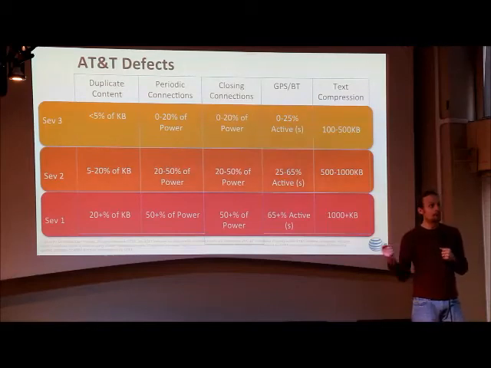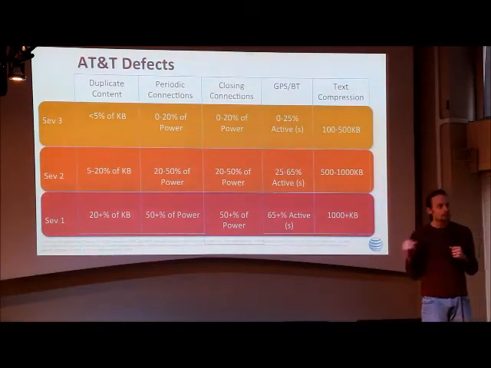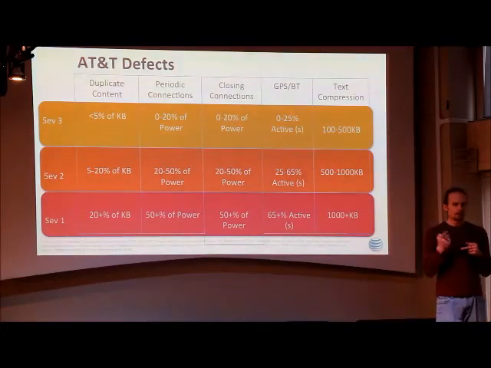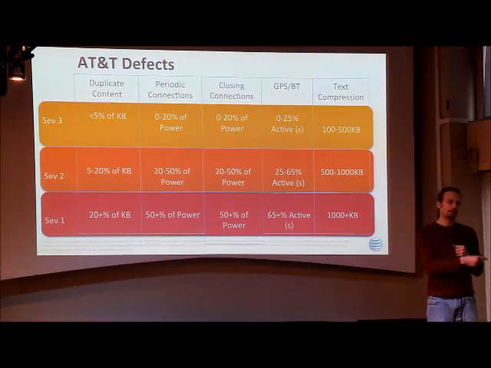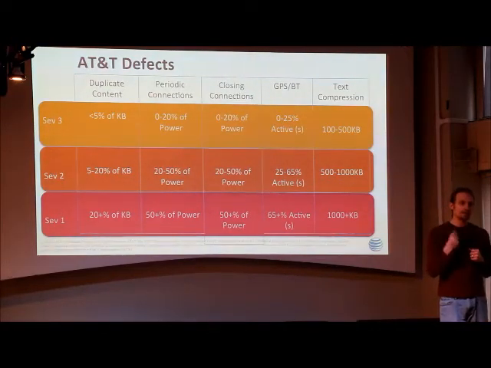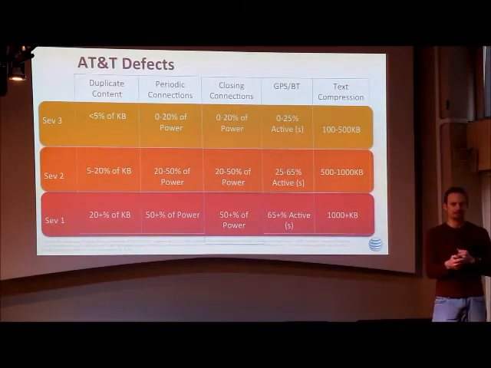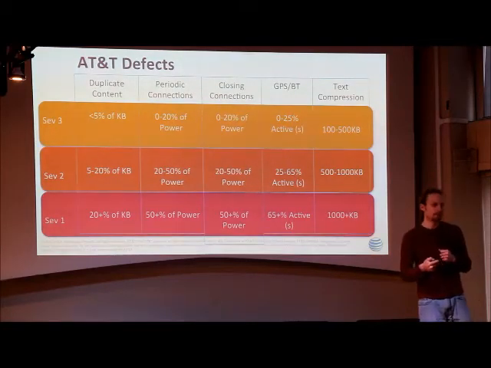If you're using a lot of power because you're pinging all the time, or periodic connections, you're not closing your connections, you're wasting the power, you're not going to get on our devices. Using the GPS a lot, there are apps that absolutely need GPS. The Yelps and the find the restaurants and the get directions and all those sorts of things, they need GPS. But if you're not one of those apps, no GPS, you don't need that. And then compress your text.